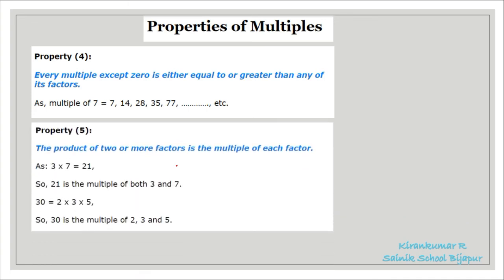Next property is the product of two or more factors is a multiple of each factor. 3 multiplied by 7 gives 21. 21 is a multiple of both 3 and 7. 30 is the product of 2 multiplied by 3 multiplied by 5. So 30 is a multiple of 2, 3 and 5.